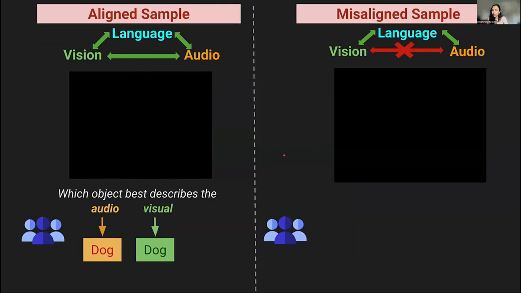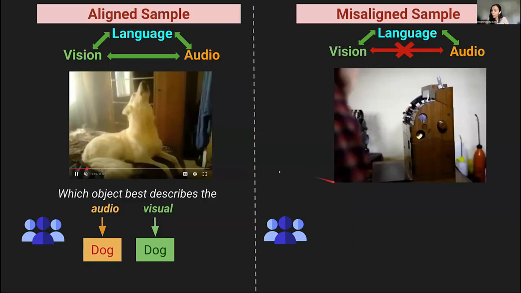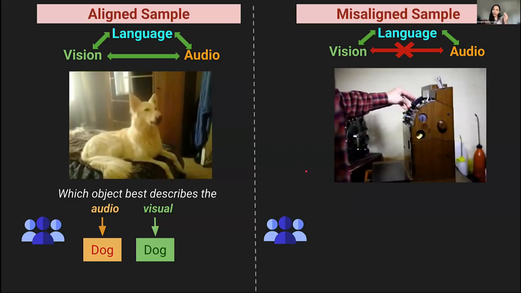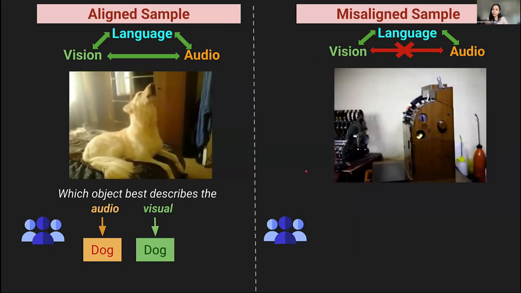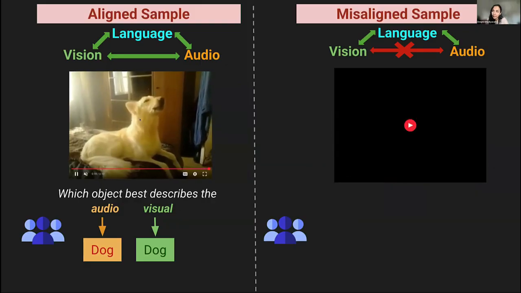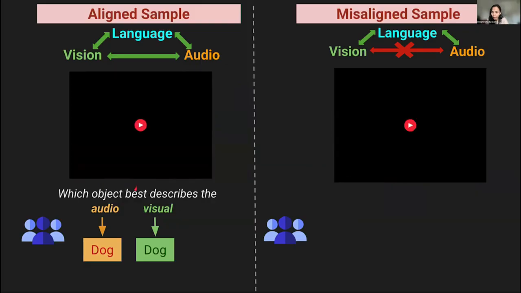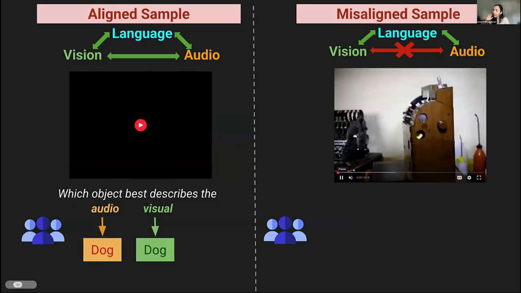We tried to design a dataset which will have aligned samples and misaligned samples. So aligned would be the case where the video is that of a dog barking, and the labels would be: describe the object based on the audio, and the answer would be dog. And then we generated misaligned samples where the audio is intentionally misaligned with that of the video.